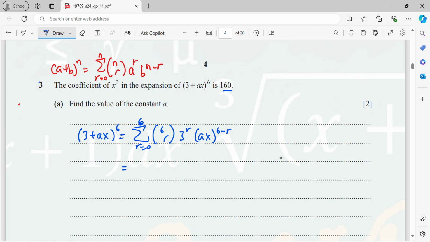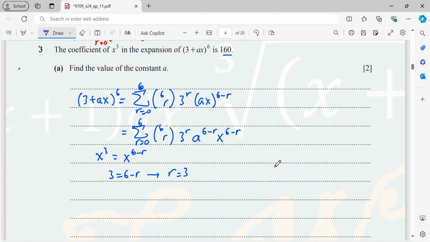And now I need to split the a and x from the degree so that I can find out what is my r value when it is the coefficient of x cubed. So it will be 3^r, a^(6 minus r), x^(6 minus r). To get x cubed, that is x^(6 minus r), that means 3 equals 6 minus r, therefore your r is going to be 3. So when r equals 3, I will be getting the term of x cubed, or I will just write coefficient of x cubed. Okay, coefficient of x cubed equals 160, which is given in the question.